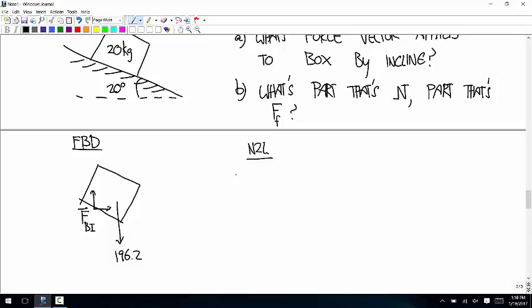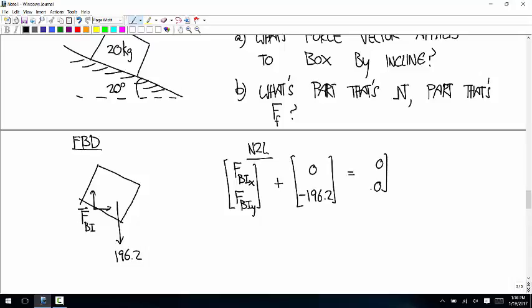Okay, so Newton's second law says FBI x, FBI y plus 0, negative 196.2 is equal to zeros. And so the force vector on the box by the incline is equal to 0 for an x component, positive 196.2 for a y component.